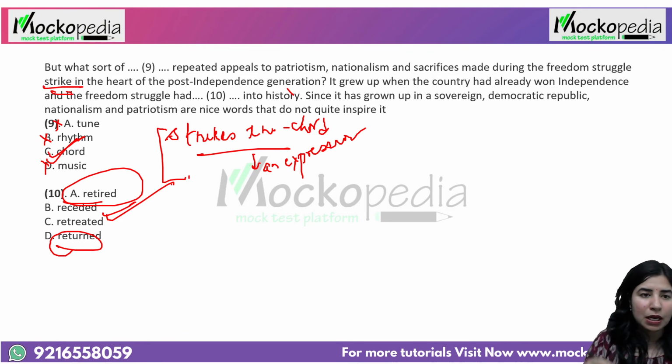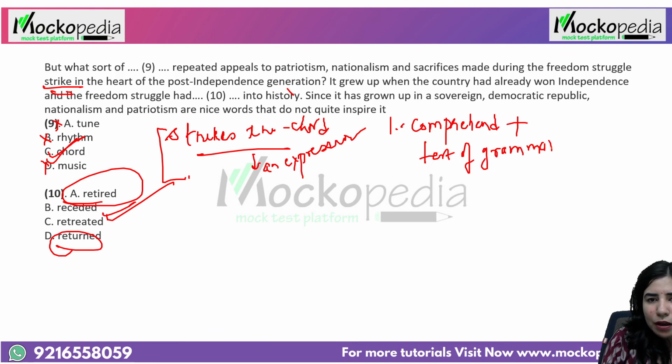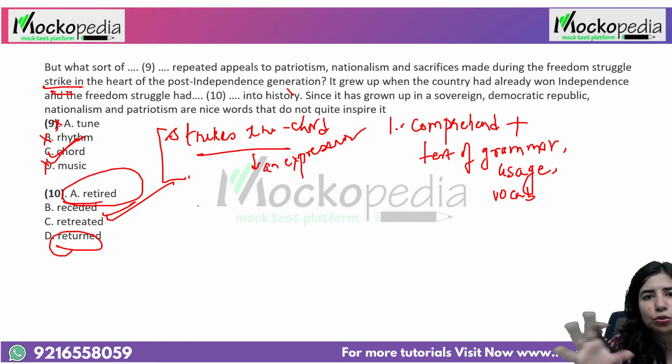So, this is how we have solved two close tests in today's class, and there are a few takeaways for you. So I will just quickly write down. First, be aware that your ability to comprehend and your test of grammar, your test of usage, and there is a test of vocabulary. So this is not easy. Please, isko halke mein mat lijiyega, right? You need to really practice, or practice tab jab when you have some good clarity on grammar, on usage, on vocabulary, right?